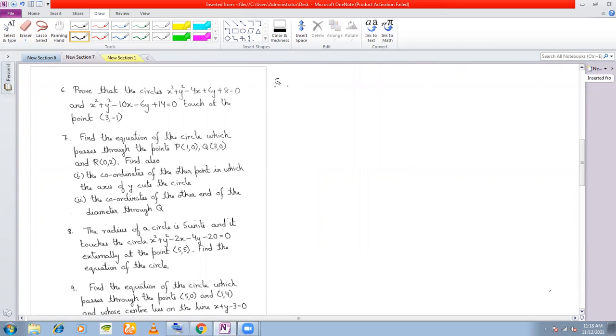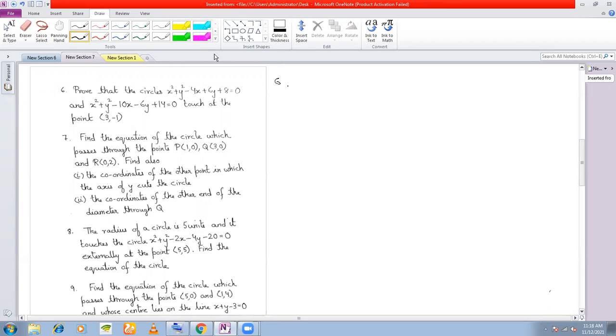Prove that the circles touch at the point (3, minus 1). Now see here, this is a strange question in the sense that they have simply said touch. We don't know whether we are required to show whether they touch internally or externally. That we have to determine.